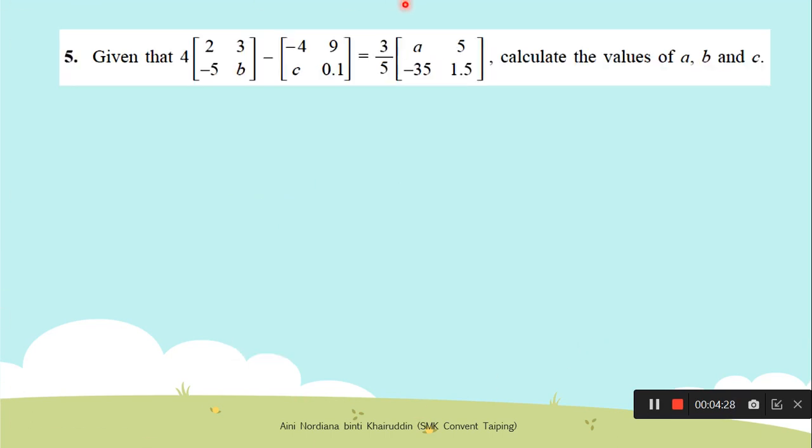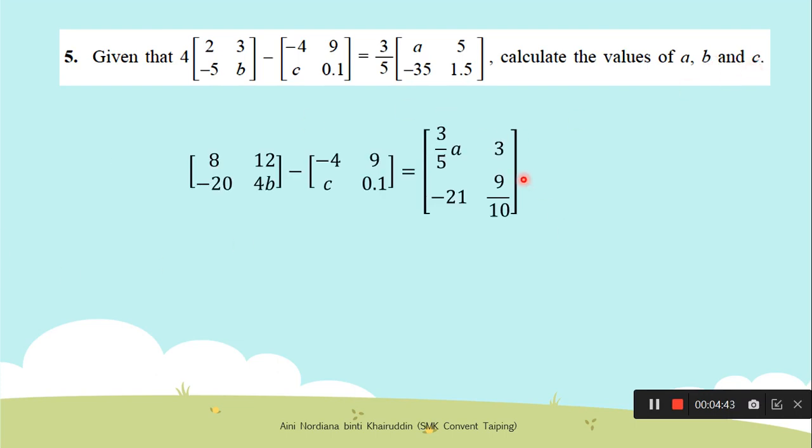Next, question number 5. Given that 4 multiplied with this matrix minus this matrix is equal to 3/5 times this matrix. Calculate the value of A, B, and C. So this is the question. Here is already this matrix multiplied with 4. And this is the matrix after multiply with 3/5.